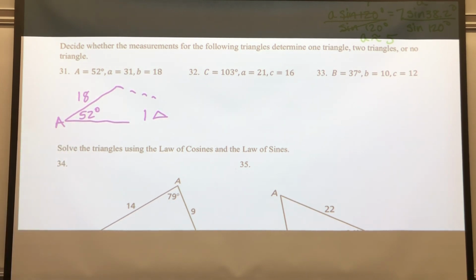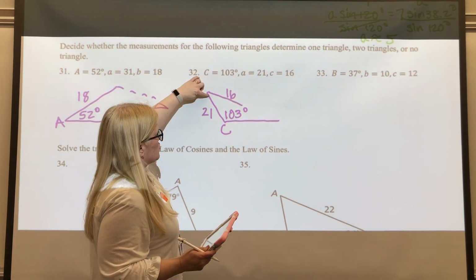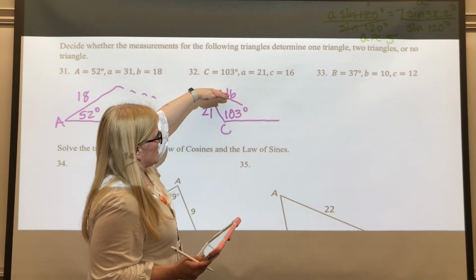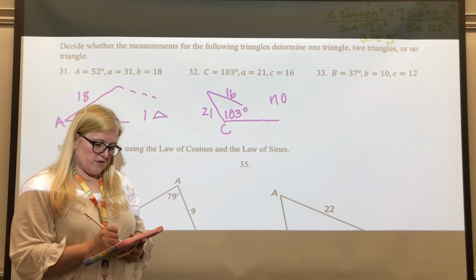Number 32, we have an obtuse triangle, so we only have 2 possibilities. There's either one triangle or no triangles. So here's angle C. So that means this is 21, and that means this is 16. Well, since 16 is shorter than 21, that's just going to dangle there, right? So there are no triangles.